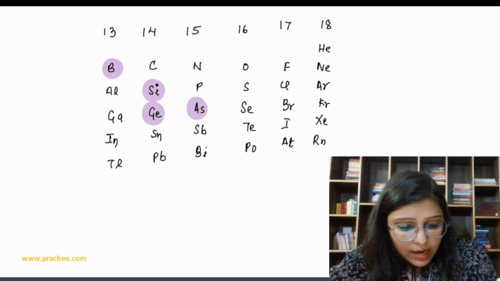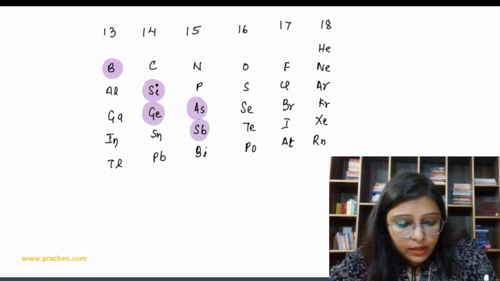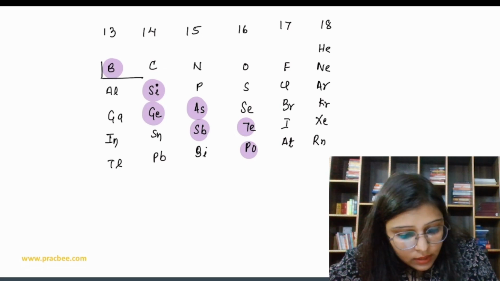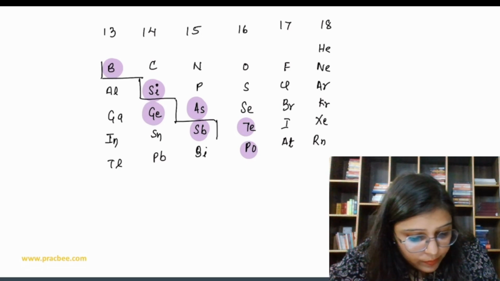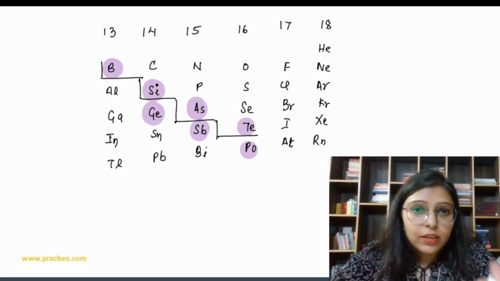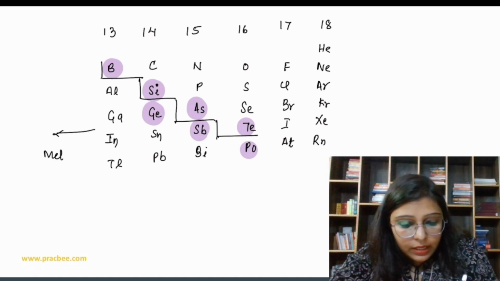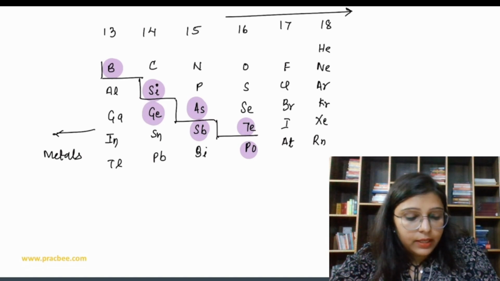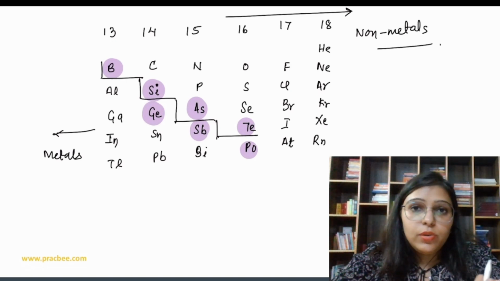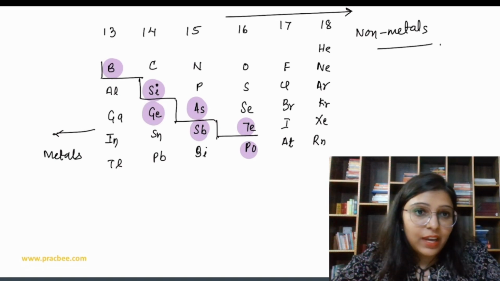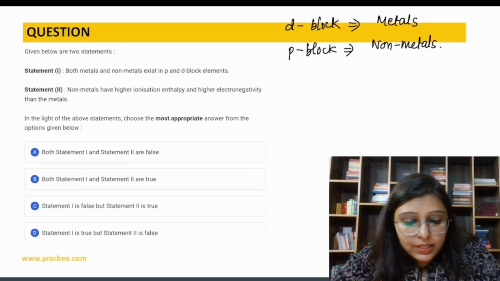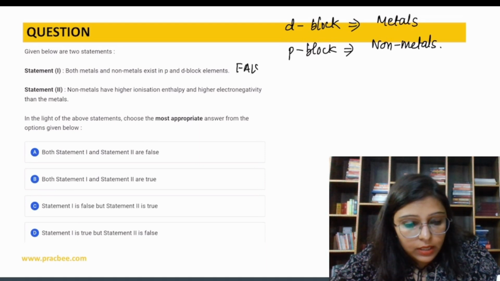germanium, arsenic, or we can say Sb, tellurium, and polonium, right? So you can see this is a zigzag line. This is a zigzag line. So these elements are generally metalloids. Polonium has the least metalloid character, but these are metalloids. So on the left-hand side of the metalloids we have metals, and on the right-hand side of the metalloids we have non-metals. So in the P block we have non-metals only. So both metals and non-metals existing in P and D block is false. This is incorrect.